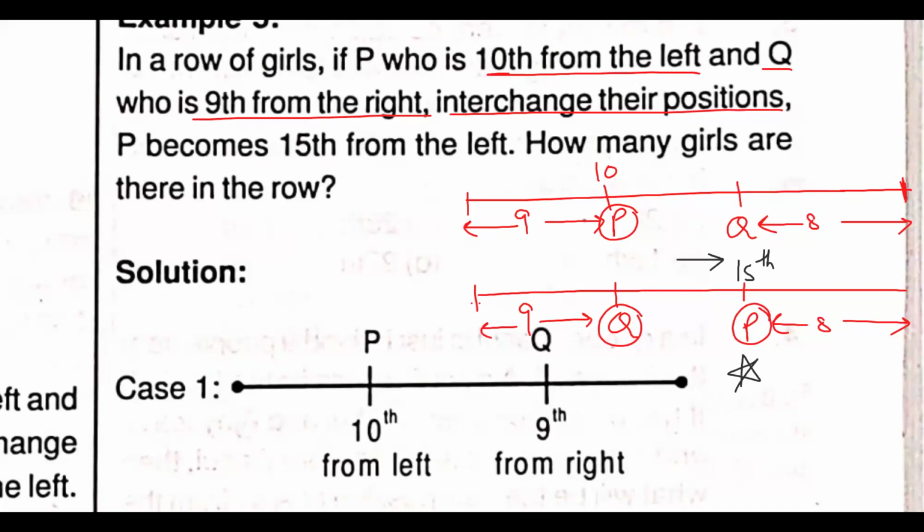Okay. So if P is 15th from the left end, what will we do? Till here we know that there are 10 persons: 9 to the left of Q, and the 10th one is Q in the new arrangement. This is the new arrangement, case 2, that we have drawn, and P should be 15th. That means how many people should we place in between? 11, 12, 13 and 14. 4 people should come between Q and P, then only P will come 15th from the left.